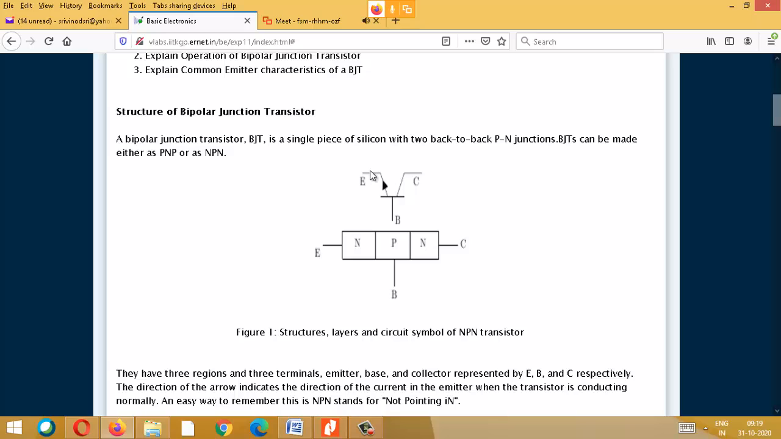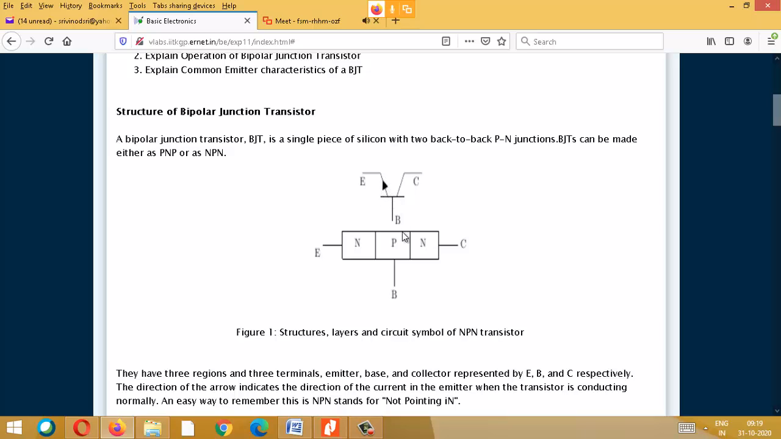There are two types. One we call NPN, another one is called PNP. How to identify the differences? Pointing inwards. It is an easy way. See, in PNP, the arrow is pointing inwards, whereas in NPN, the arrowhead should not point inwards, it should point outwards. So that is what we have taken here also, NPN. Okay, in an NPN transistor it is not pointing inwards, it is pointing outward.